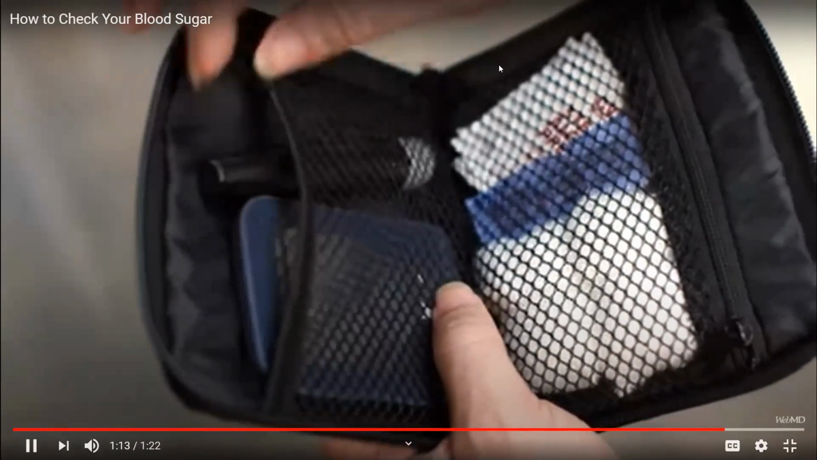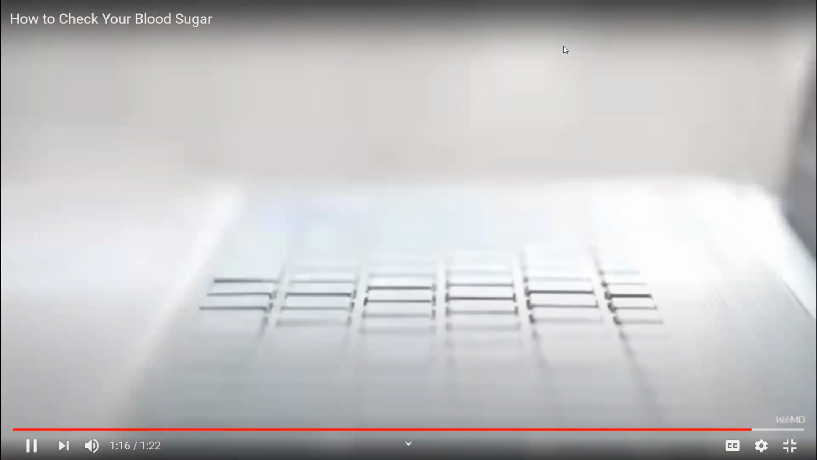Keep your kit handy so you can check your sugar whenever you need to. And keep a record of your blood sugar readings. It's good info to discuss with your doctor.